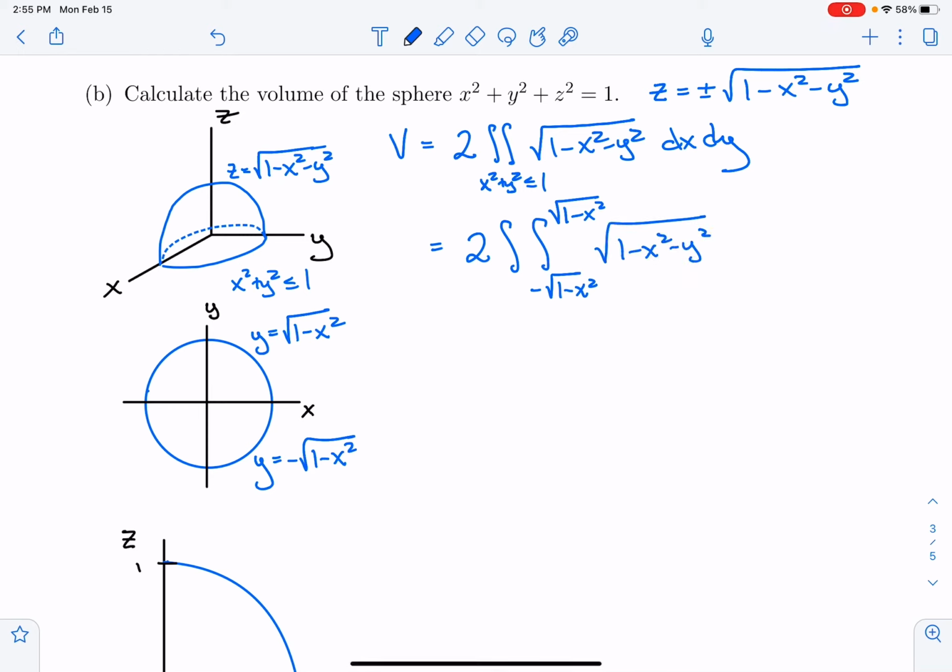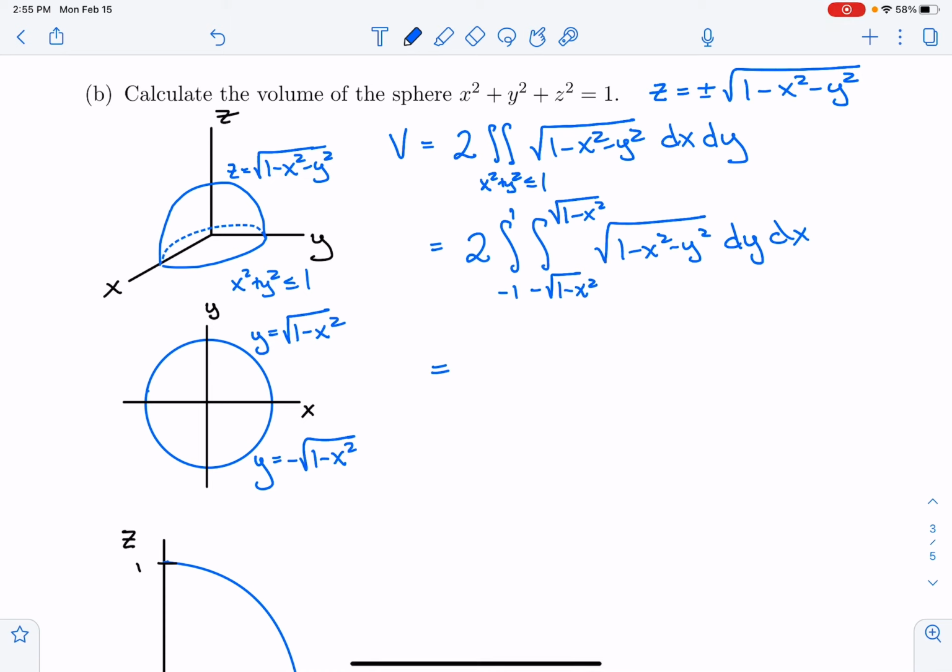To describe it this way, I would be integrating it dy dx, because I'm going from y equals negative square root of 1 minus x squared to positive square root of 1 minus x squared, and then x would go from negative 1 to 1. So I guess it would have been better if I had written this as dx dy in the first place. Okay, so that looks like a terrible integral to have to do in rectangular coordinates. So what I would like to do is change this to polar coordinates.